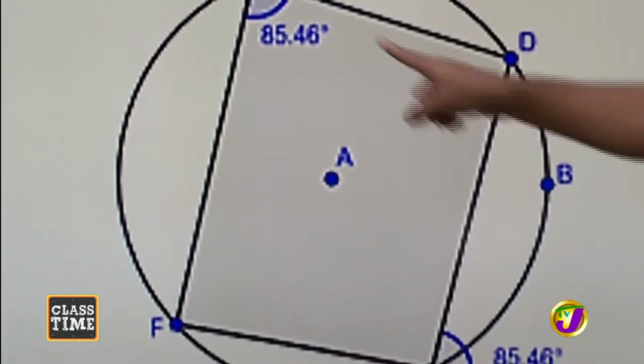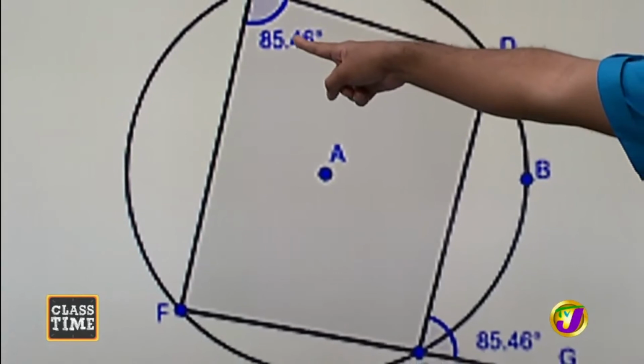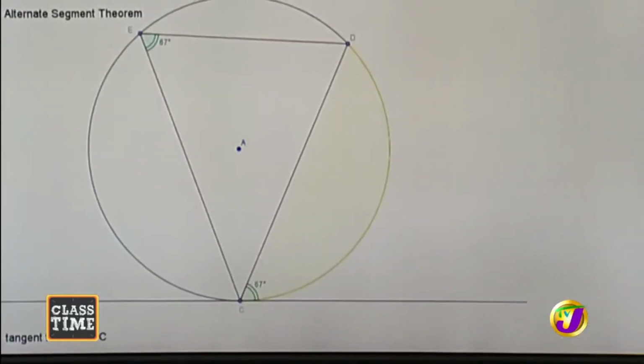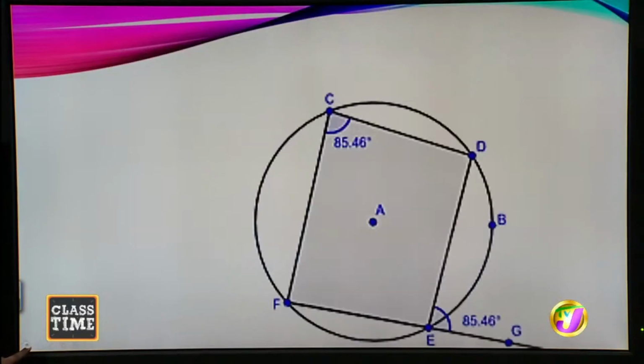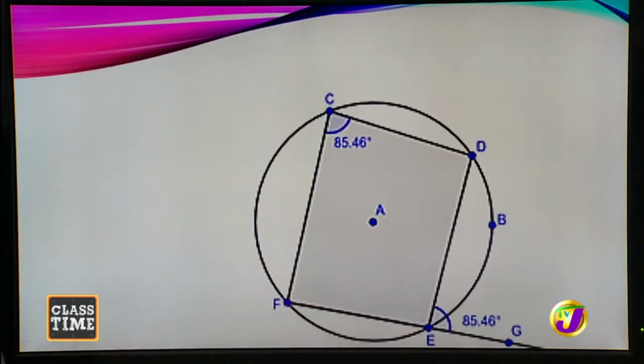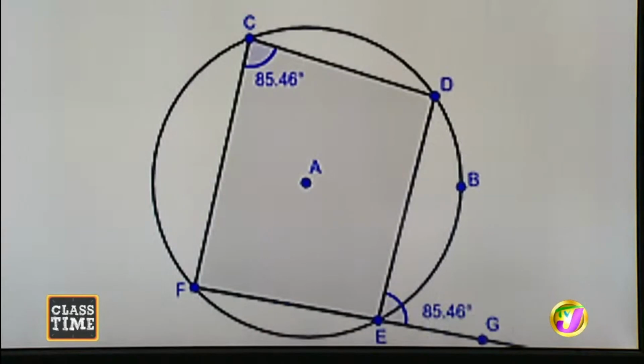So we know that this angle, whatever the value of the angle C is, which in this case was 85.46 degrees, angle E would have the exact same value, right? Yes. And that was because of all the properties that we listed before.